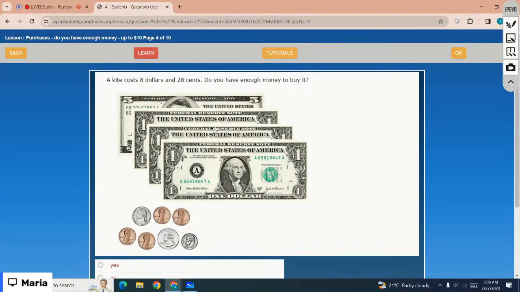A kite cost $8.28. Do you have enough money to buy it, which is the correct option? Yes or no? Yes, the correct option is yes, you can buy. The correct option is yes.